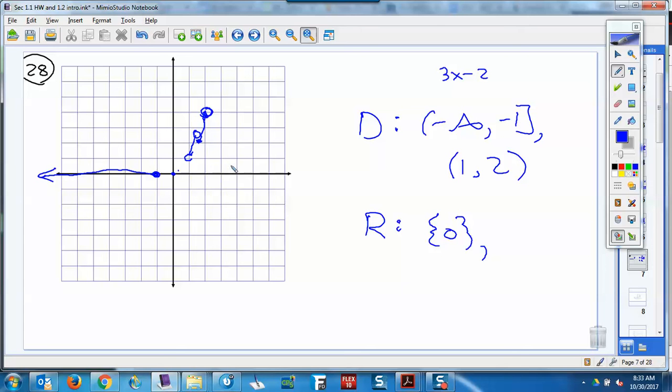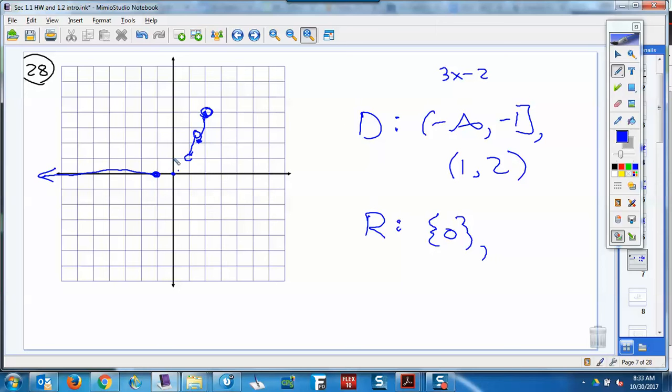They show a picture in your book of like if you were shining a light here or this direction, and the shadow on the y-axis would be the range. I thought that was an interesting way to say it. So if you shined a light here, the light would go through here. There'd be a shadow on the y-axis through here. I thought, well, that's kind of interesting.